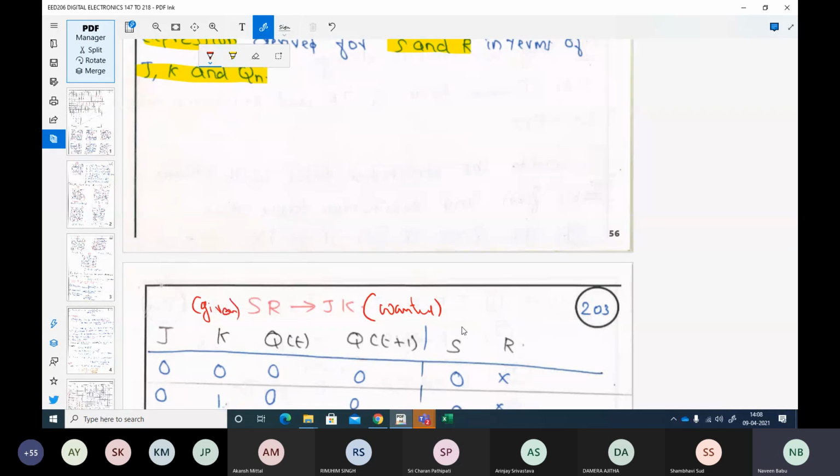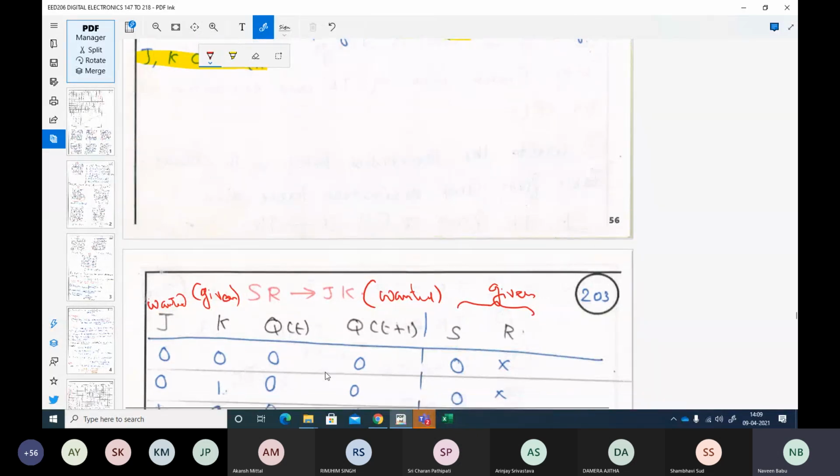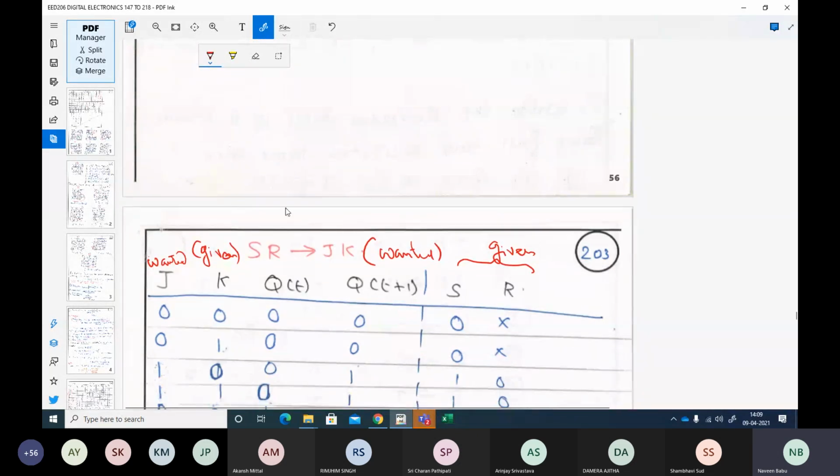So always, through the given flip-flop only you will get the outputs, right? So always the given flip-flop will be towards the end. And what is wanted, only through the wanted will you be giving your inputs. So these J and K are the wanted flip-flop inputs, and the ones that club both the flip-flops are your present state and your next state. Now you will fill up the characteristic table of a JK flip-flop.